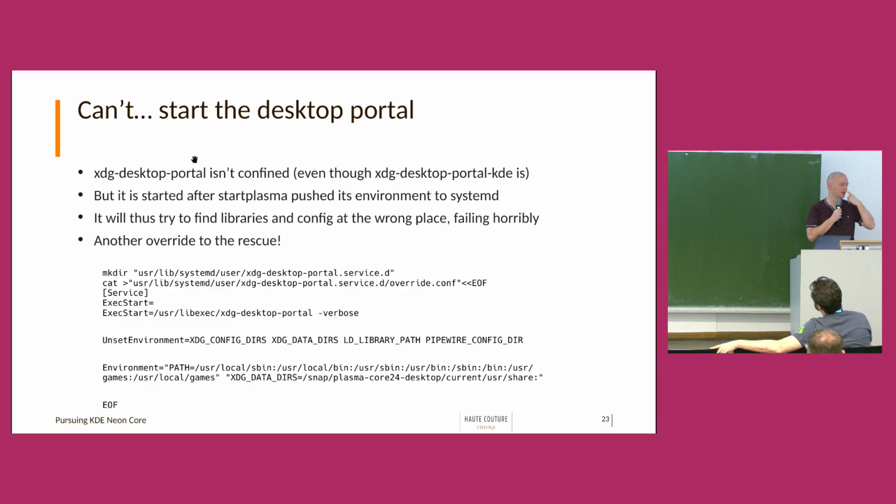And so it tries to find libraries and config in the wrong place, right? Because XDG desktop portal is started outside the confinement, so it doesn't see the layout changes we did. It doesn't see the build we have, with the libraries in a different prefix and so on. But because Start Plasma pushed the environment there, it's trying to look there, and that folder doesn't exist, right? So we, again, had to trick it a bit, injecting an override file just for that, to be able to start the XDG desktop portal while resetting the environment just for this one.